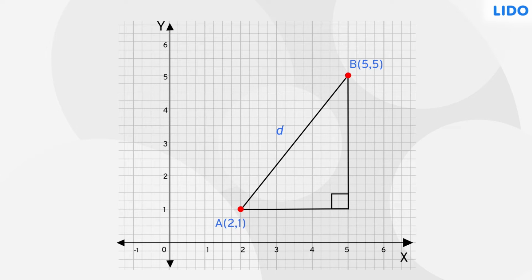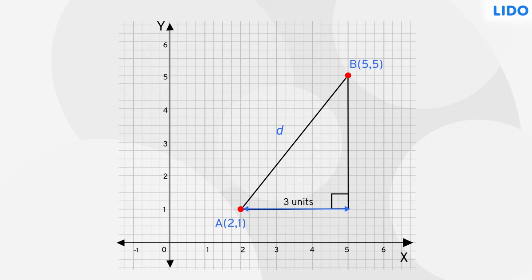From the figure, it's obvious that town B is at 5 units distance from the y-axis and town A is at 2 units from the y-axis. Therefore, the length of the base of the triangle is 5 minus 2. That means town A and B are 3 units apart horizontally.